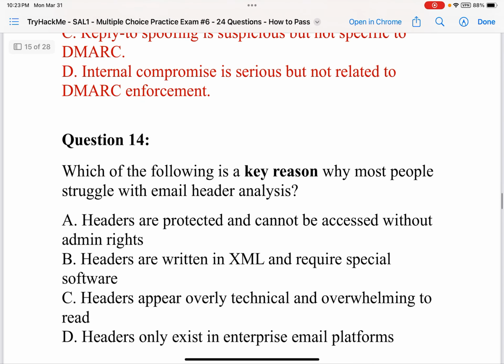Question number 14. Which of the following is a key reason why most people struggle with email header analysis? A. Headers are protected and cannot be accessed without admin rights. B. Headers are written in XML and require special software. C. Headers appear overly technical and overwhelming to read. Or D. Headers only exist in enterprise email platforms.